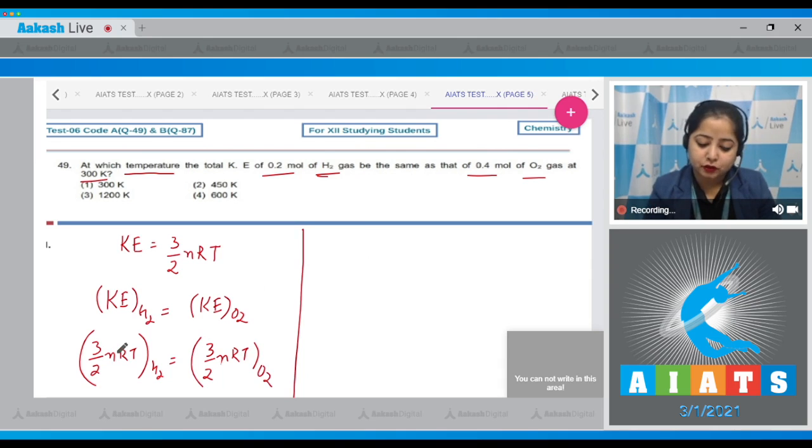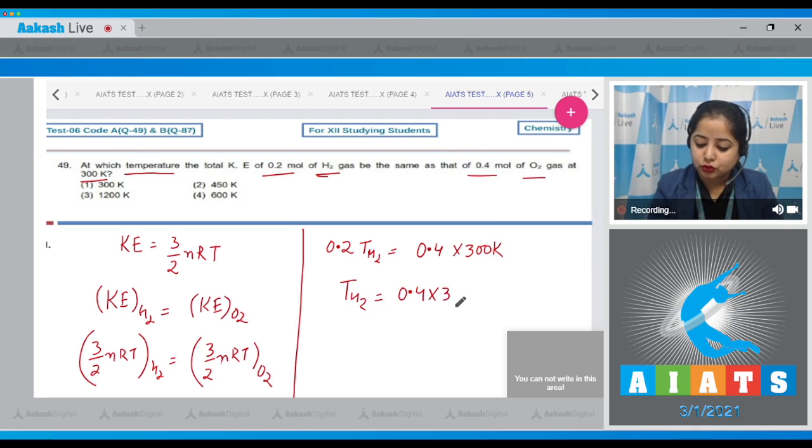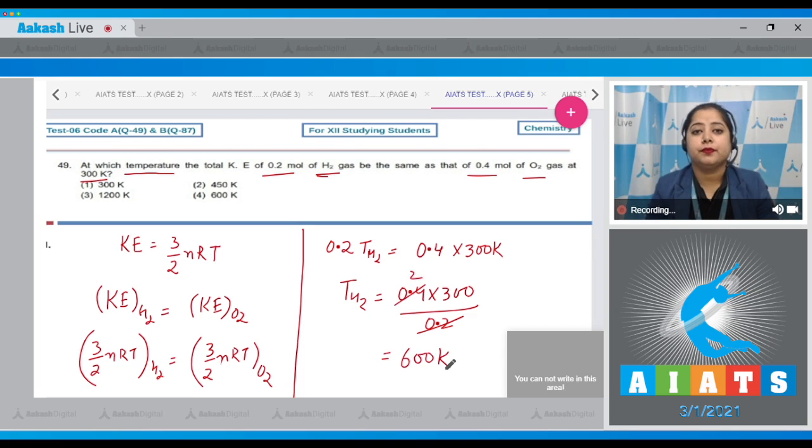That means 3 by 2 nRT for H2 is equals to 3 by 2 nRT for O2. Let's put the values. Number of moles of H2 is 0.2. We'll cancel out 3 by 2 and we'll cancel out R. The temperature for H2 we have to calculate. Here number of moles of O2 is 0.4 and the temperature for O2 given is 300 Kelvin. So we can calculate temperature of H2 as 0.4 into 300 upon 0.2. So 2, that means 600 Kelvin. So the correct answer is option number 4.